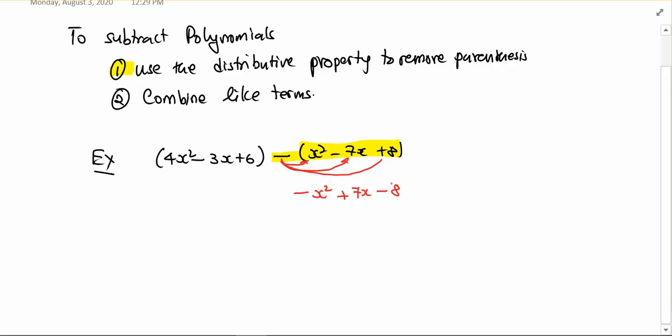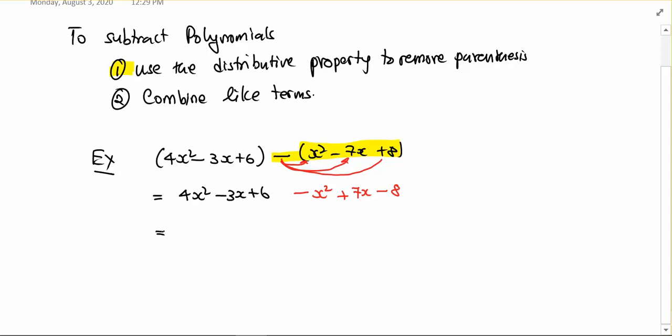This is the place where most people make the most mistakes when doing subtraction. They don't distribute all the way through. If you do the distribution step properly and carefully, then the rest of it is simple. It's just combining like terms.